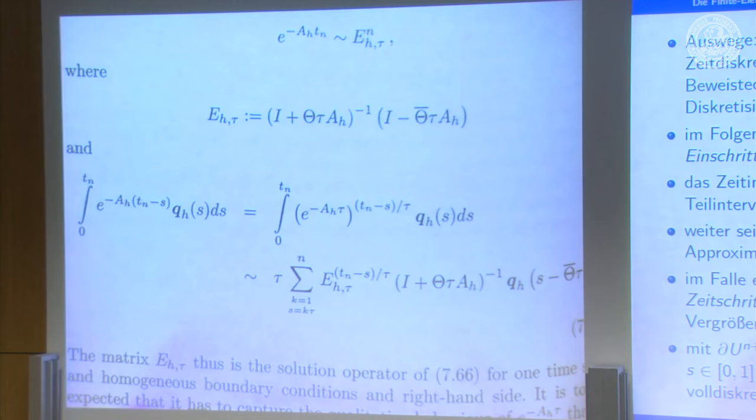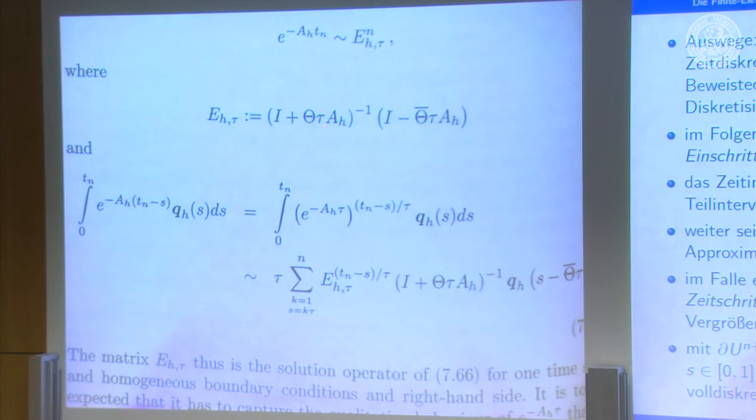The situation with the right-hand side is exactly the same. In the semi-discrete case, we have this term here. We have this E function, this matrix exponential, damping the initial data. Of course, we can write this in this way: t_n minus s is tau times (t_n minus s) divided by tau, and then in the exponential we take this power on top of the matrix.